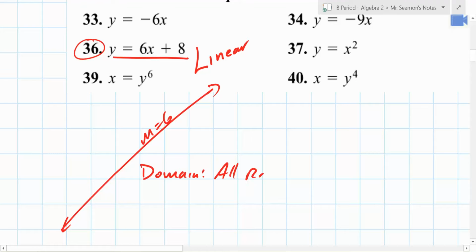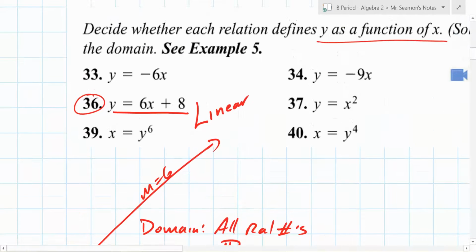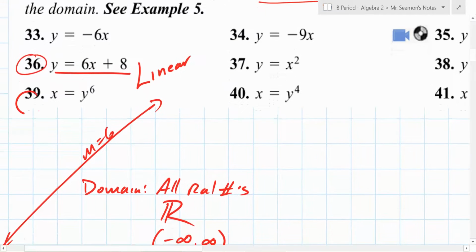All real numbers, exactly, perfect harmony. You said the same thing. What's another way to say that? Gabby told us: R with two bars, or negative infinity to infinity. Correct. That is the domain of that function. Good. And then number 39.